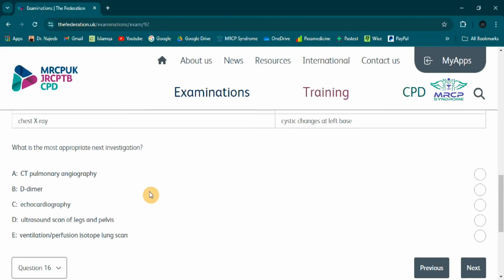Ultrasound scan of the legs and pelvis. This is usually used to diagnose deep vein thrombosis, which can lead to pulmonary embolism, but it will not diagnose the pulmonary embolism itself.